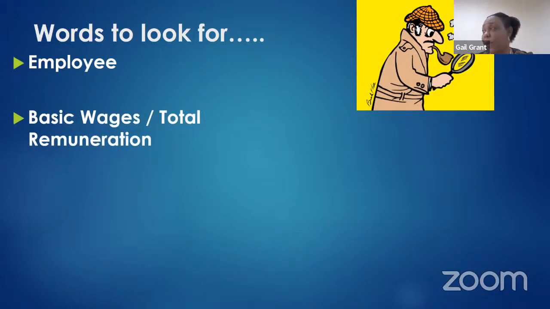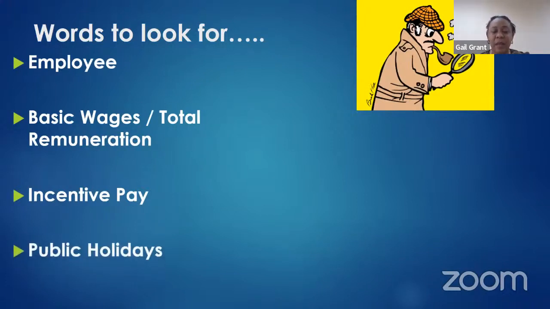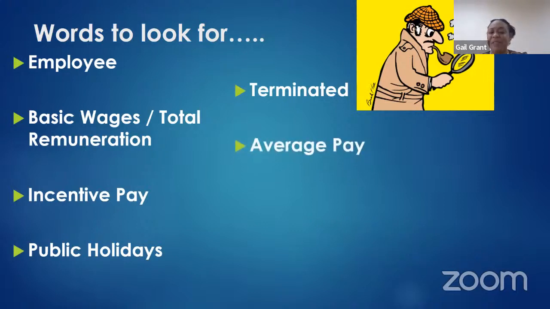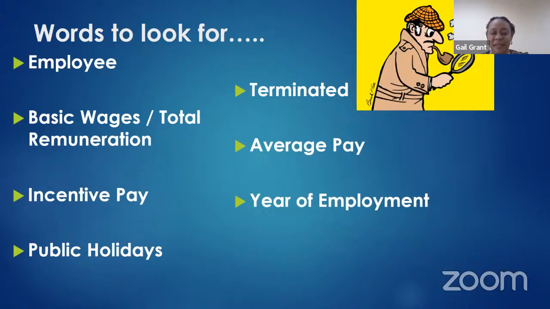You also should look for words like basic wages and total remuneration. Incentive pay. So this, the employer gives some motivation in which to pay money. Public holidays. So sometimes people get mixed up. There's holiday, which is a break from work. You're off from work, you relax, you come back to work. That is holiday. But a public holiday is a bank holiday. Terminated. This is an important word as well. Average pay, the money which is paid when a person is going on holiday, and the year of employment. So once you have a basic understanding of these 7 terms, then it makes it easier for you to understand what the legislation requires of you, either as an employer or an employee.